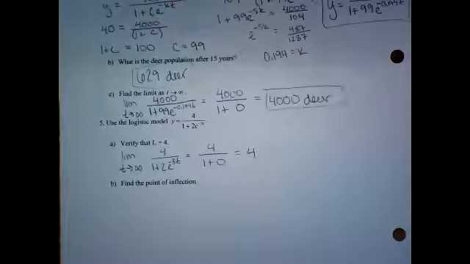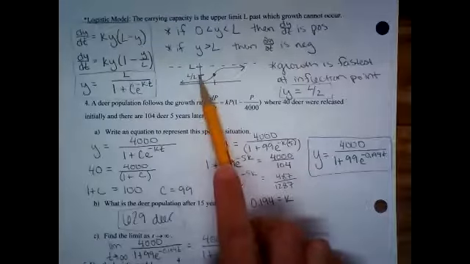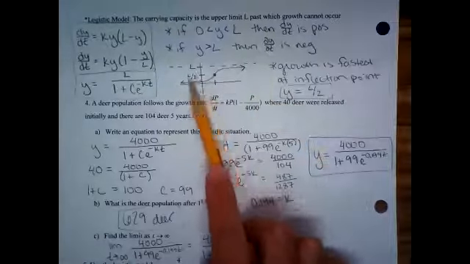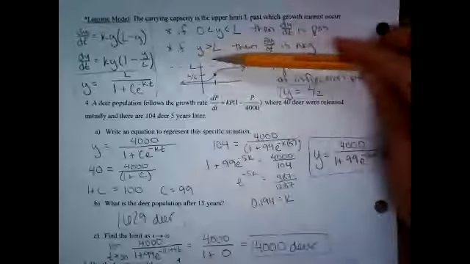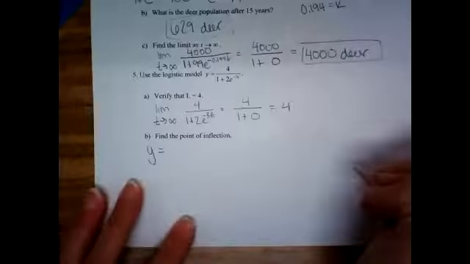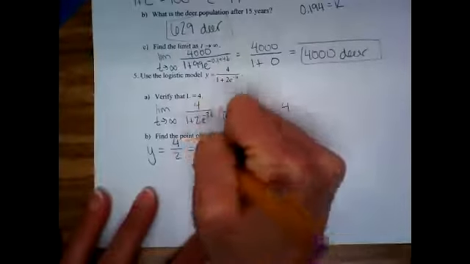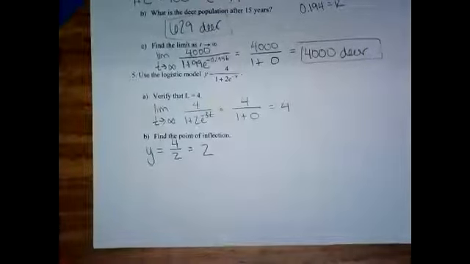All right, find the point of inflection. The point of inflection happens when y equals L over 2. Here's your carrying capacity, this asymptote, we want half of that. So it's going to be when y equals 4 over 2, which would be 2. Okay, that's the easy part.